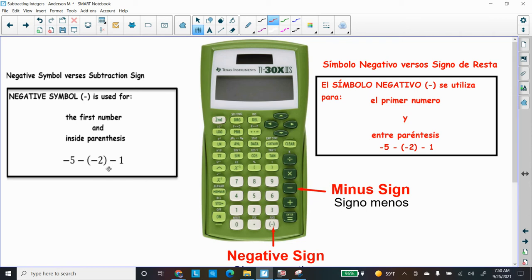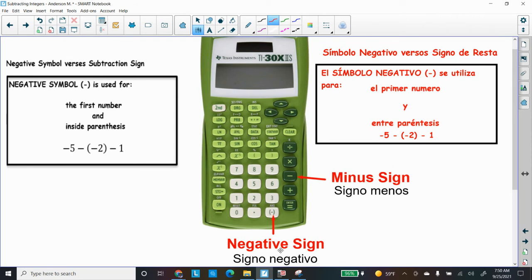I like the Desmos calculator when it comes down to dealing with this, because on the Desmos calculator, and we'll be dealing with that video shortly, you can type all of this in. It doesn't make a difference to Desmos. They know how to handle it. Whereas this calculator, you have to know which is the negative sign, there it is underneath the 3, versus the minus sign. Minus sign is bigger, negative sign is smaller. So try to remember, where do you use the negative symbol: outside of the first number and inside parentheses. So we can do some examples.